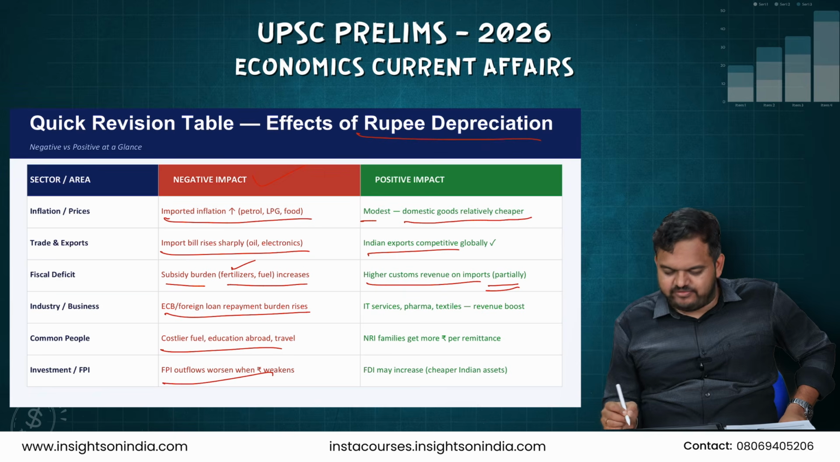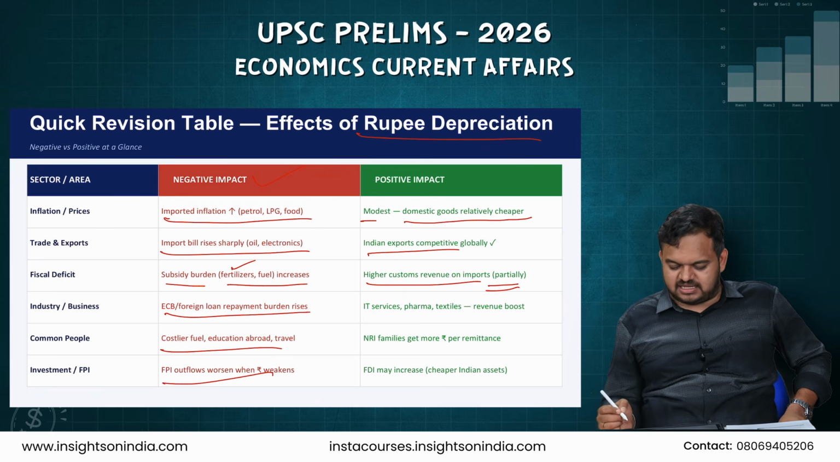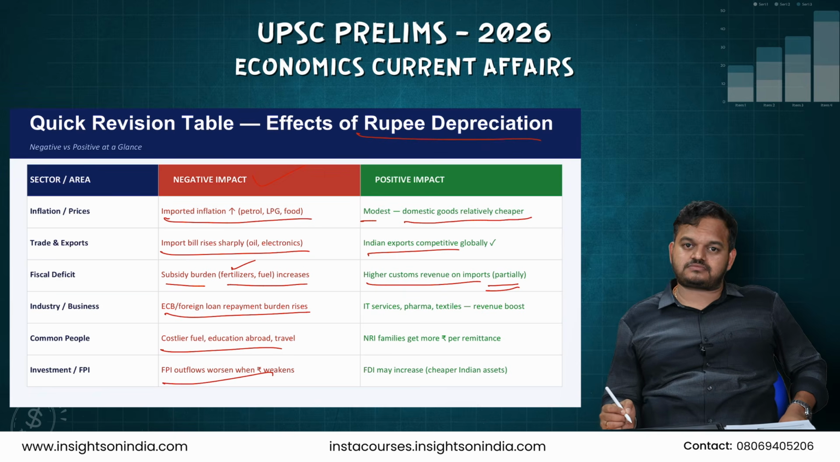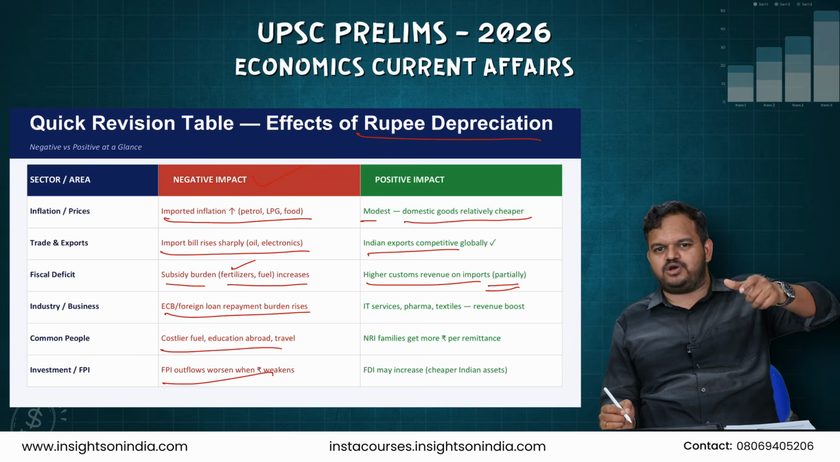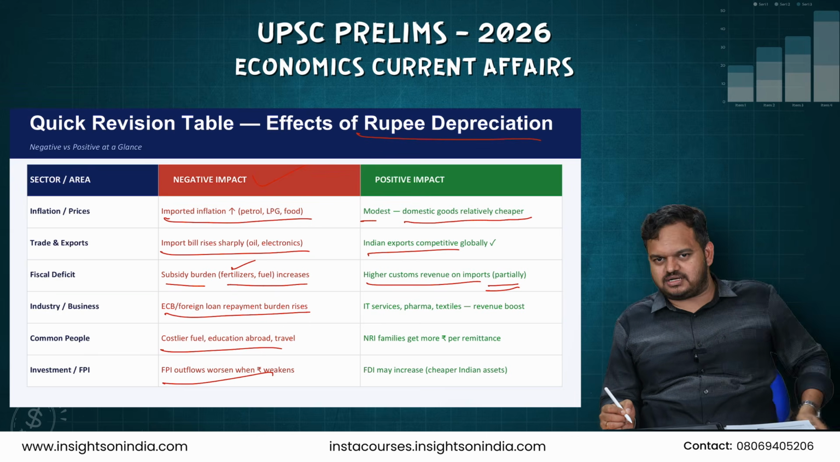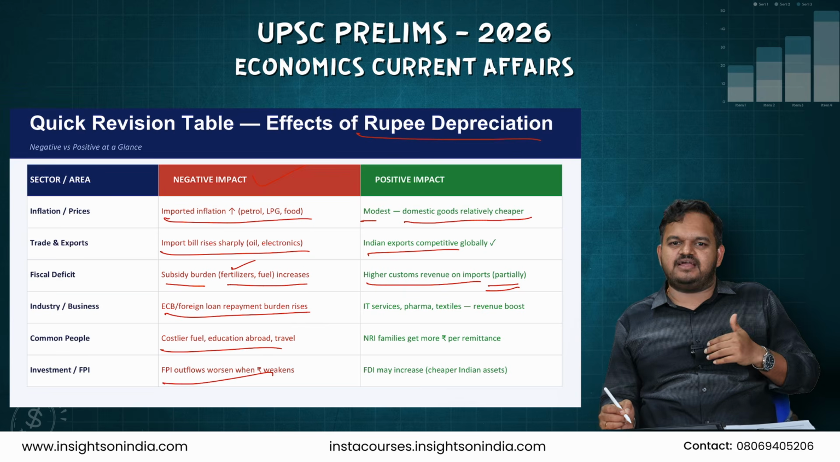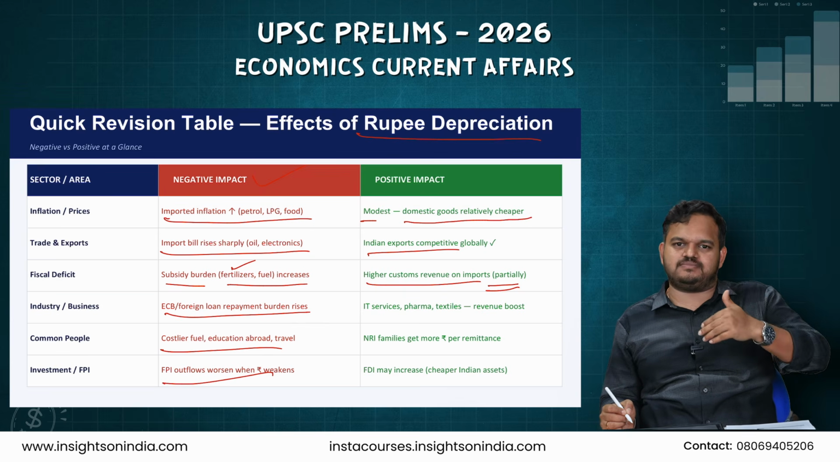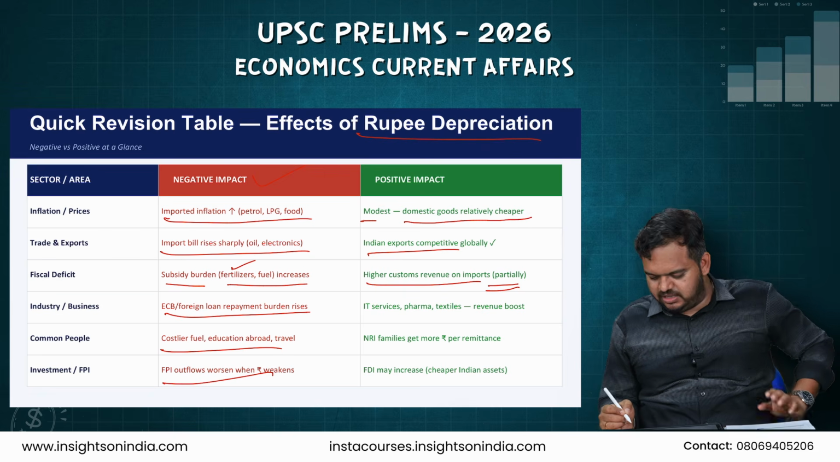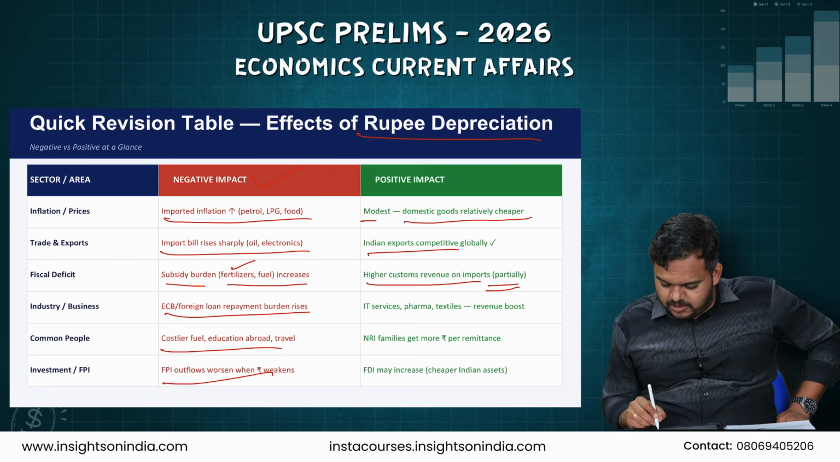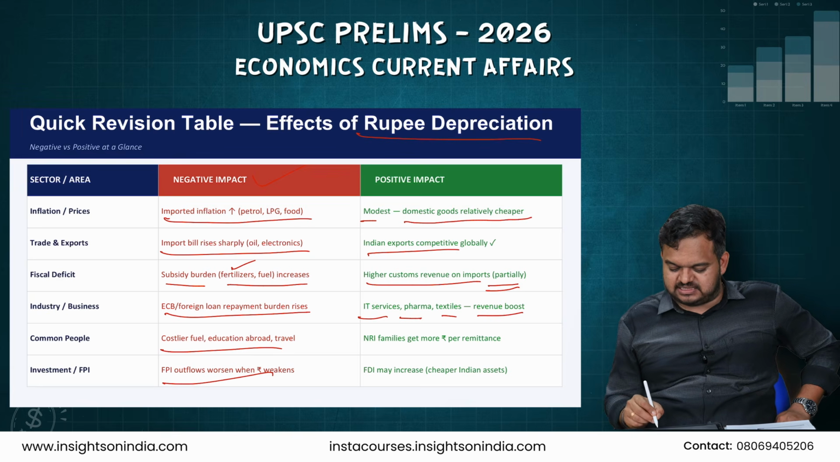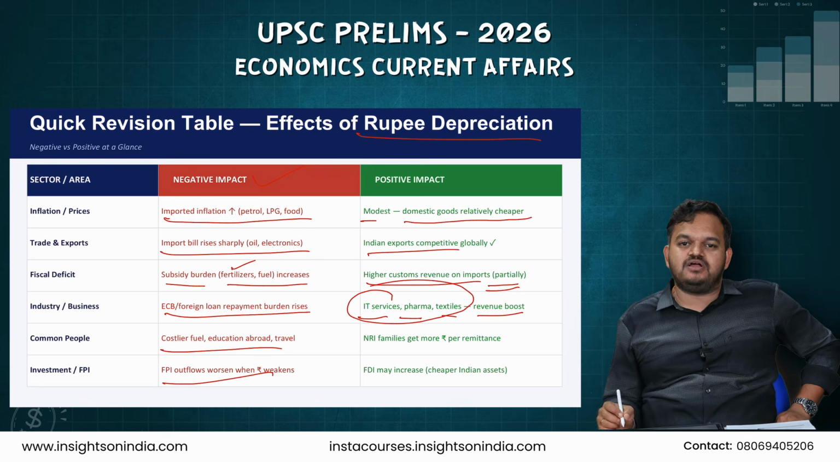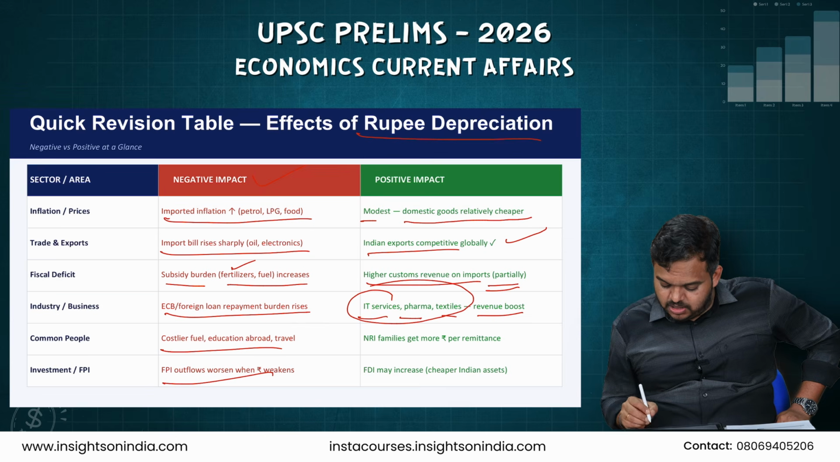Again, in a modest way, higher customs revenue on imports, because import customs duty will be imposed on the value of the product. So the dollar value is going to be very high. It is increasing, right? That is why the customs duty, as a percentage, will increase. IT services, pharma, textiles, revenue boost, because these are export oriented industries, right? If the exports become competitive, these sectors get more revenue. Their revenue is going to increase.